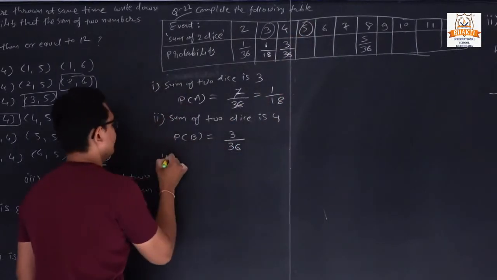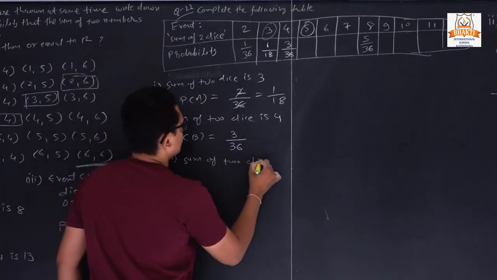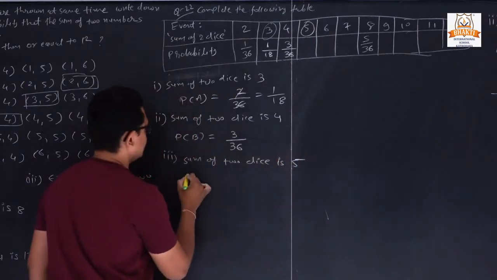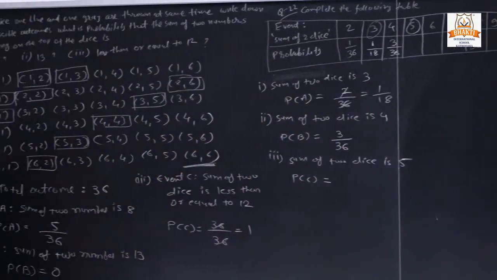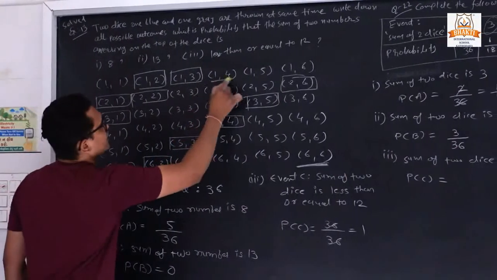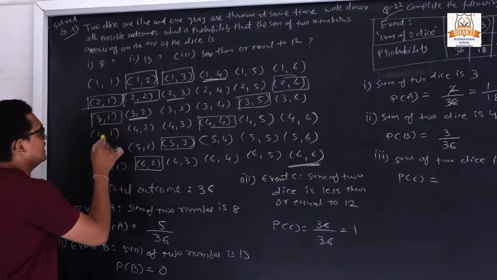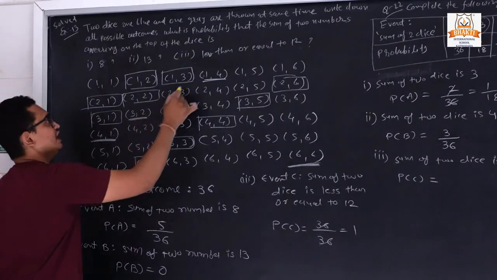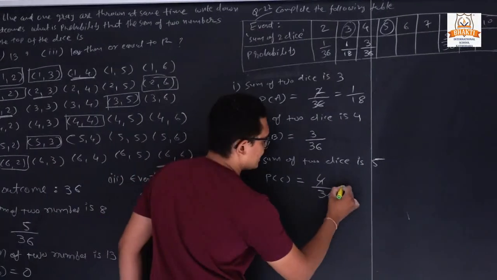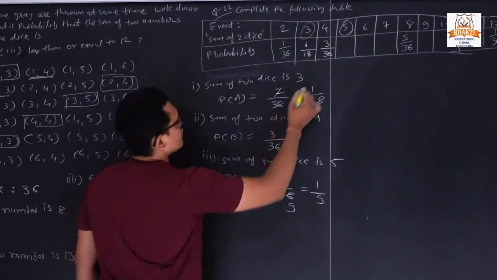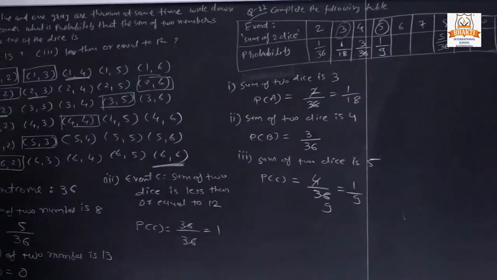Now next is 5. The sum of two dice is 5. So we can declare it is event C. So how many events whose sum is 5? 1 plus 4 is 5, 2 plus 3 is 5, 3 plus 2 once again 5, and 4 plus 1 is 5. 1, 2, 3 and 4 events. So we can write down 4 upon 36. So 4 nines are 36. So what is our answer? 1 by 9. Now next, 6.